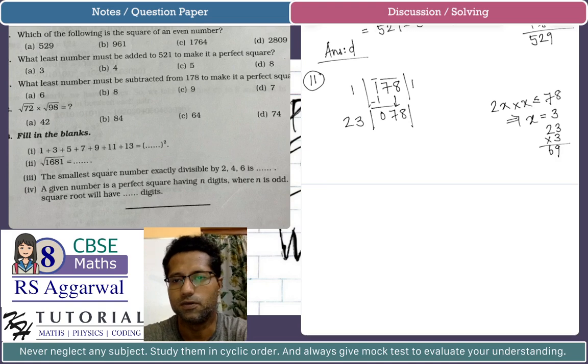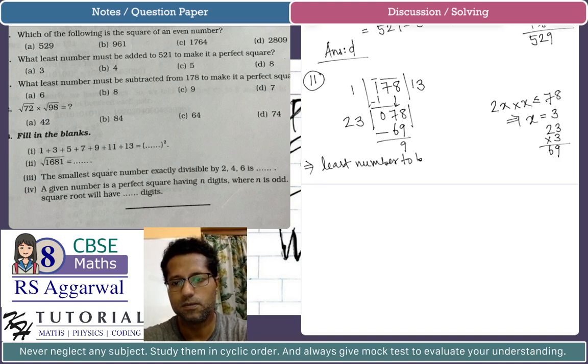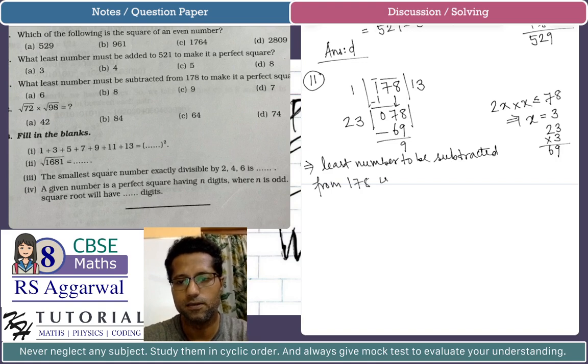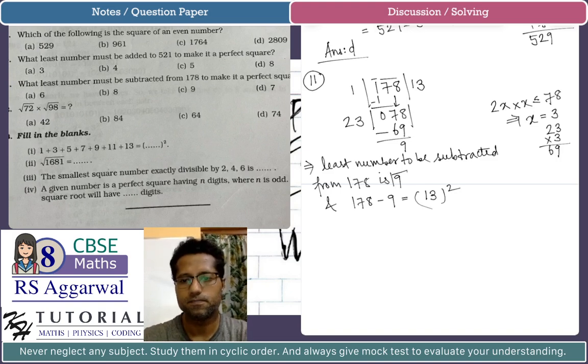So x will be 3, and 3 will also be added to the quotient, and we get 23 multiplied by 3 is 69, and the remainder is 9, and there are no more periods. Okay, so the remainder is 9. So the least number to be subtracted from 178 is 9, and when you subtract 9 from 178, the result will be nothing but the square of the quotient in the long division, that is 13 square. So 9 is the answer. So the correct choice is C.